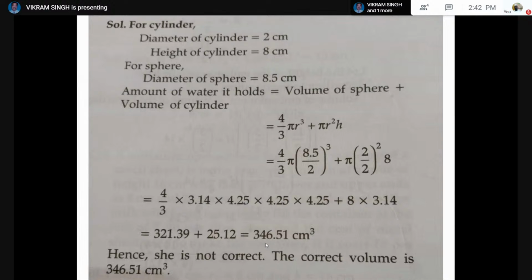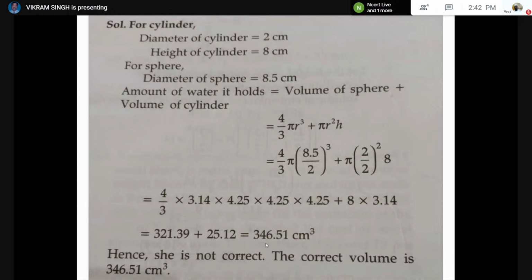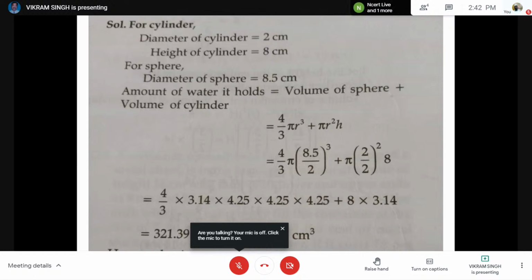It means after calculation using the dimensions given in the question, our volume becomes 346.51, but the student calculated this volume differently, as 345, which was given in the question. Our amount for the same volume is 346.51. In that sense, these two quantities are different. So the volume given in the question or calculated by the girl is not correct. So our answer will be, hence C is not correct.